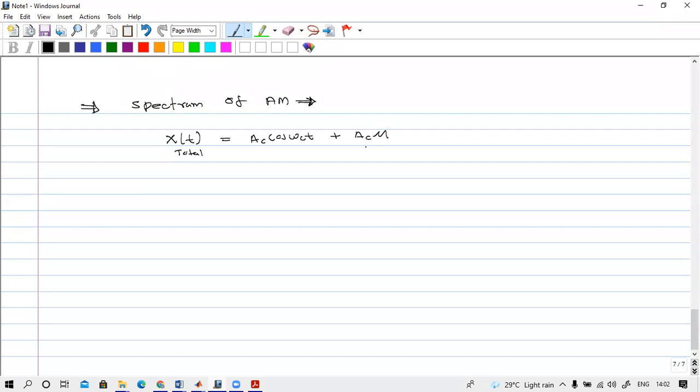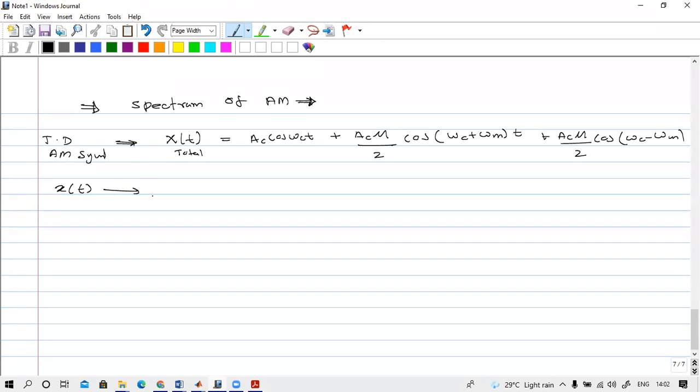plus AC mu by 2 cos (omega C plus omega M) T plus AC mu by 2 cos (omega C minus omega M) T. This is the time domain AM signal. To find the frequency spectrum, we have to convert this time domain signal into the frequency domain. The tool we can use is the Fourier transform, so we have to use the Fourier transform here.